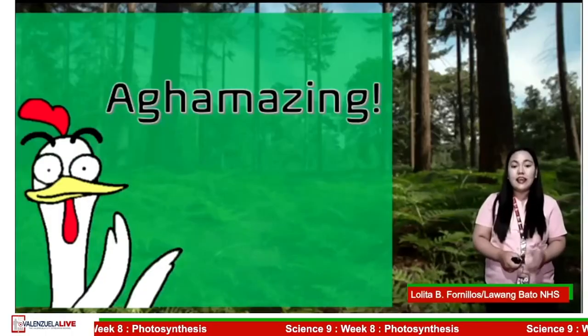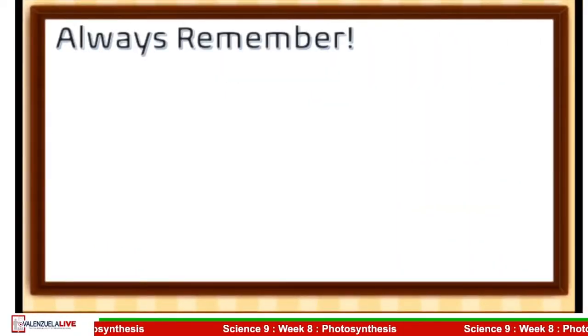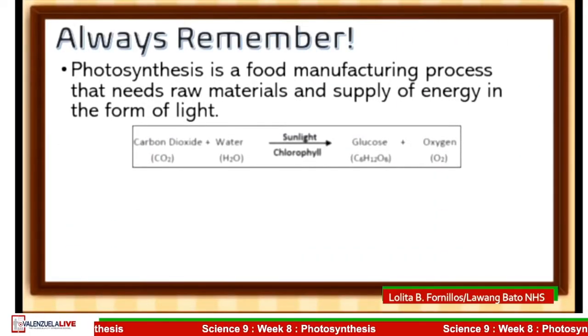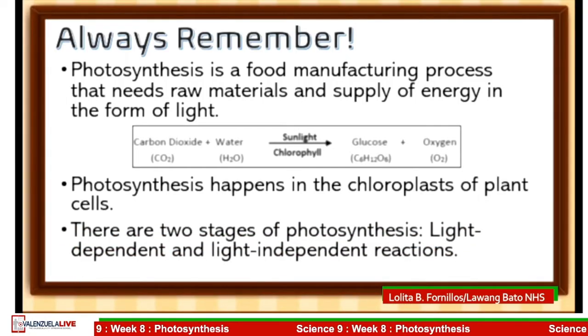Amazing, students! It's time for us to go back to our classroom. Always remember, students, photosynthesis is a food manufacturing process that needs raw materials and a supply of energy in the form of light. Photosynthesis happens in the chloroplast of plant cells. There are 2 stages of photosynthesis, light-dependent and light-independent reactions.